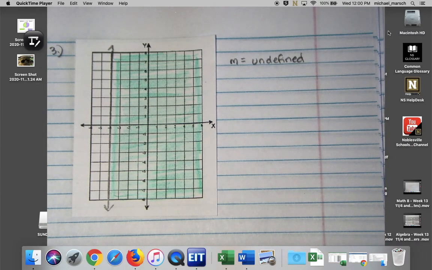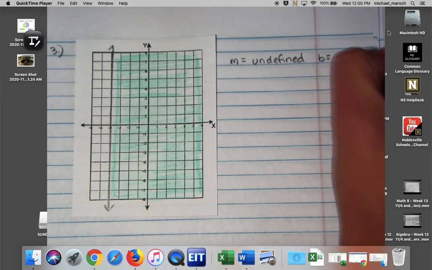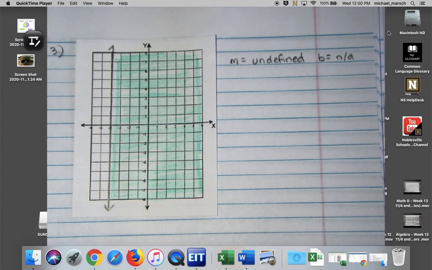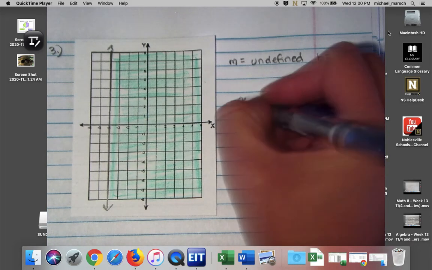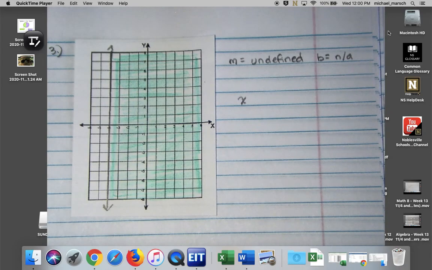right? And do I have a y-intercept? Nope. Not applicable, right? We don't have one because our line does not go through the y-axis because it's a vertical line. All right. So that tells us that we only have what kind of values for this? If it's a vertical line, we have x values, right?